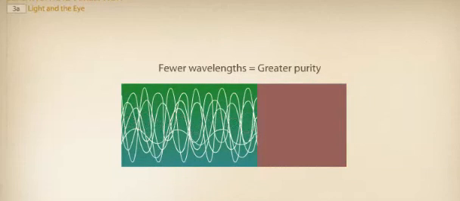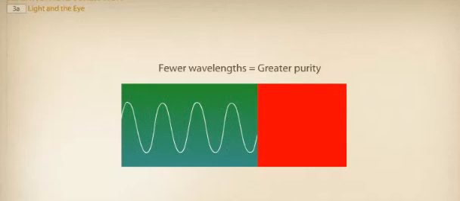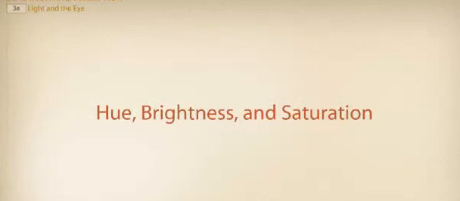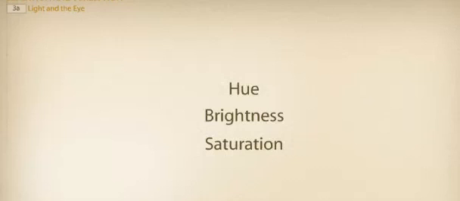So the light humans normally see is a mixture of different wavelengths. Light can also vary in its purity, which depends on how varied the mixture of the wavelength is. So the characteristics of light influence our perception of the hue, brightness, and saturation. Before we map out these relationships, I want to make sure that you understand the difference between hue, brightness, and saturation.